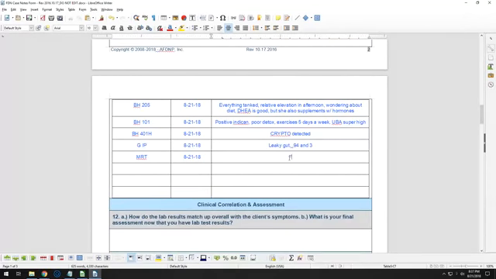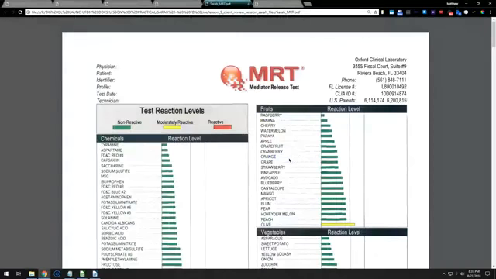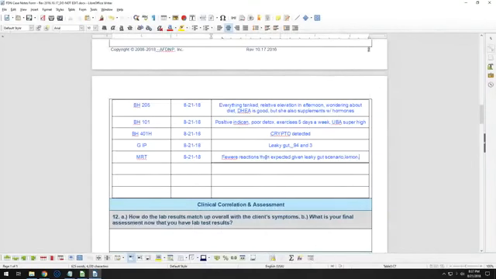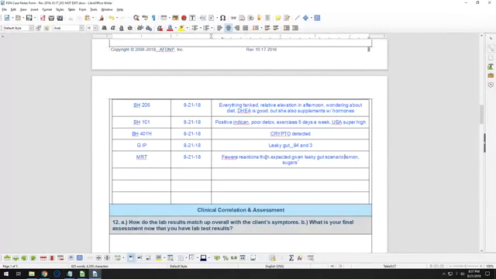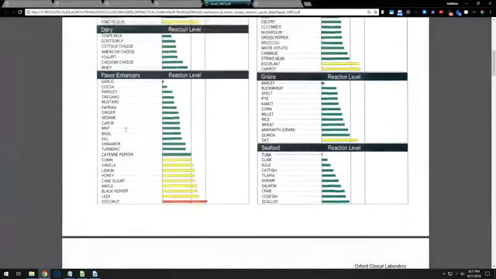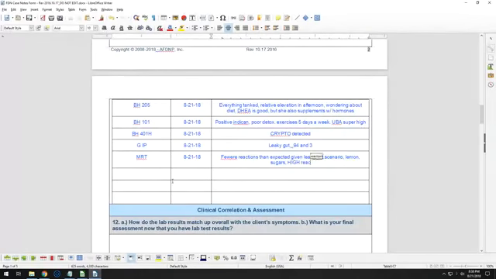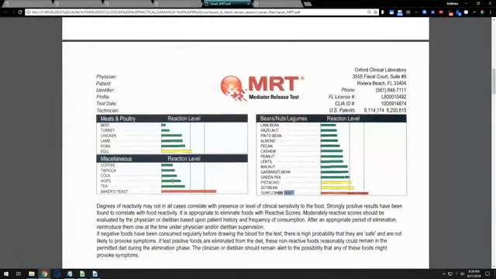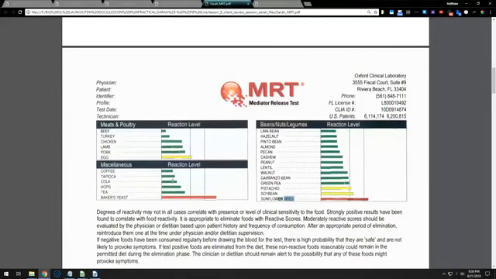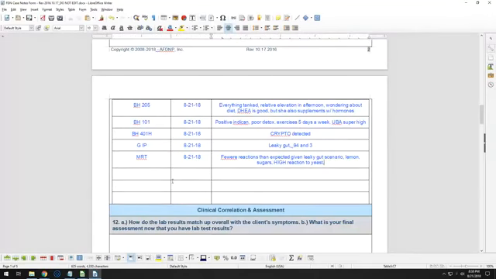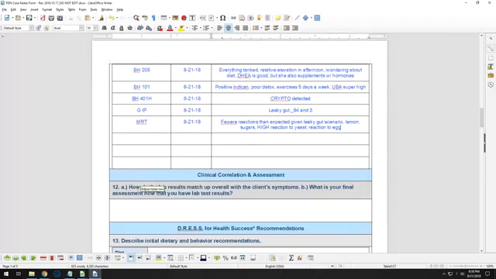MRT, fewer reactions than expected. We get that scenario. Allergic to lemon, allergic to sugars. Just had a reaction to egg. All right, cool.